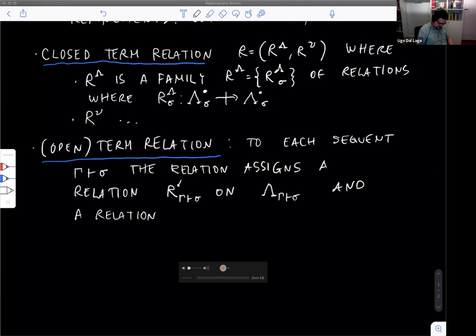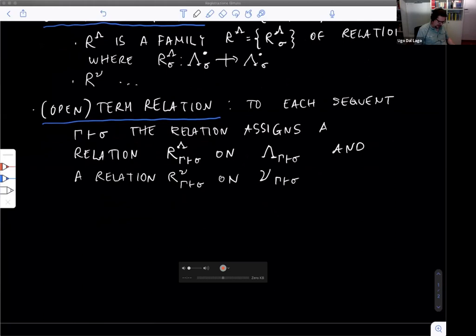This is called the computation component of the relation, and you also get the value. So for each possible environment and for each possible type, you get a different relation. In particular, these are relations on terms which are typable in the environment gamma and have the given type sigma.